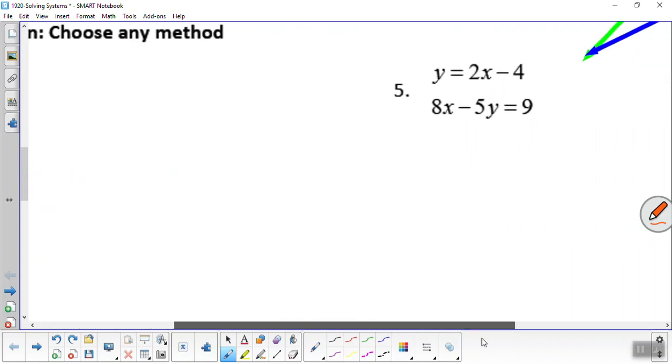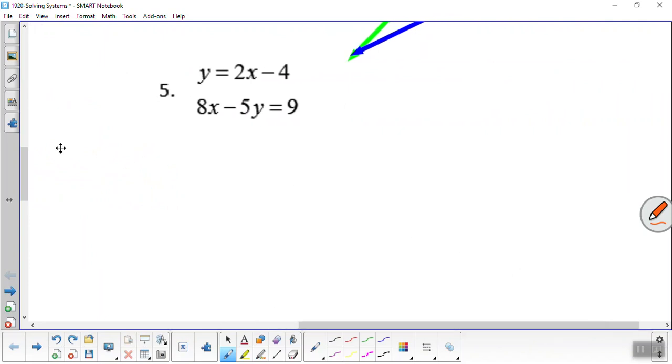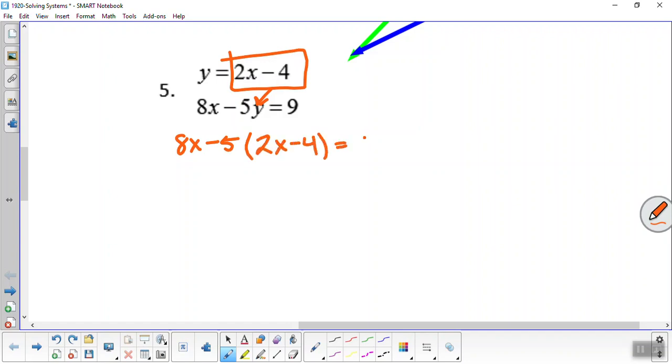All right, let's go over to number 5. Again, number 5, you could do this by graphing, and that's completely fine. If you would like to, you could do all 4 of these by graphing, but it is good to get in the habit of practicing the different methods. With number 5, I notice I have y by itself, so I could box this and plug it in for the y in the second one. So this would become 8x minus 5, and then parentheses 2x minus 4 equals 9.